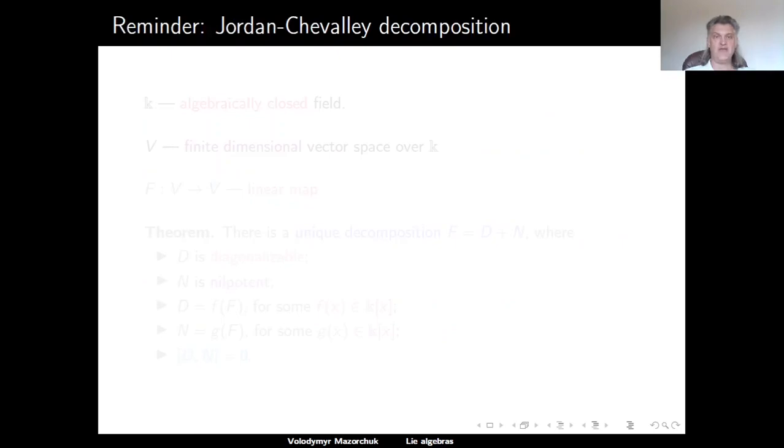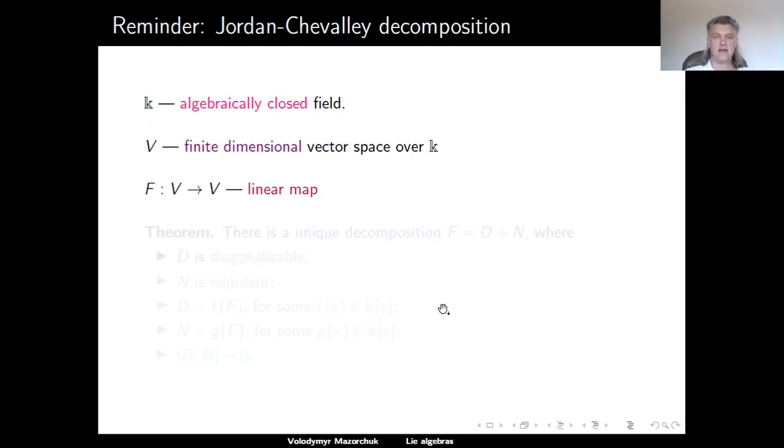The proof of the if part is quite complicated. In order to describe that proof, we need to do one reminder from the linear algebra. Let us remind what is a Jordan-Chevalley decomposition of a linear operator. Assume that we have an algebraically closed field K. Let V be a finite-dimensional vector space over K. Let F be a linear map from V to V.